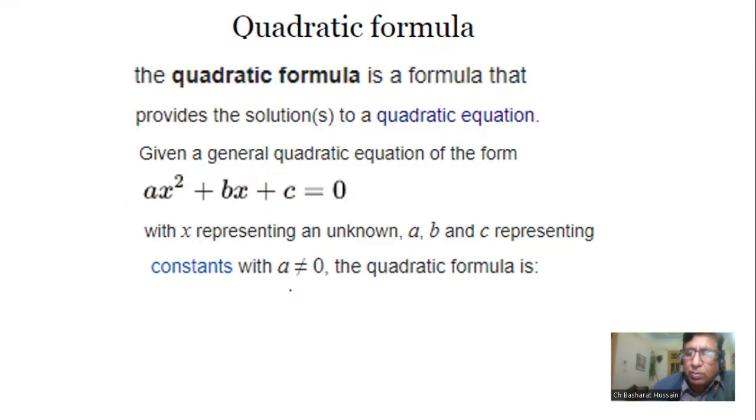So the quadratic formula is x is equal to minus b plus minus under root b square minus 4ac, divided by 2a. So what is b? b is the coefficient of x. Here a is the coefficient of x square and c is a constant number, divided by 2a.